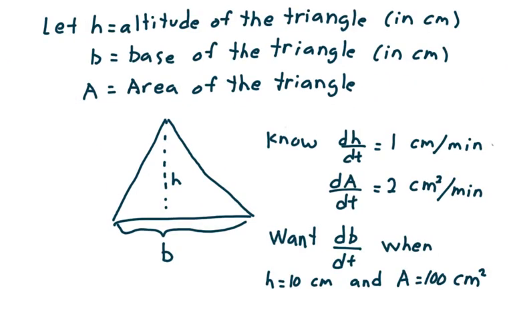And dA/dt is 2 square centimeters per minute, so the area is increasing at a rate of 2 square centimeters per minute. So we want to find db/dt when h is 10 centimeters and A is 100 square centimeters. And you can see I drew a picture of a triangle, labeled the altitude, labeled the base.